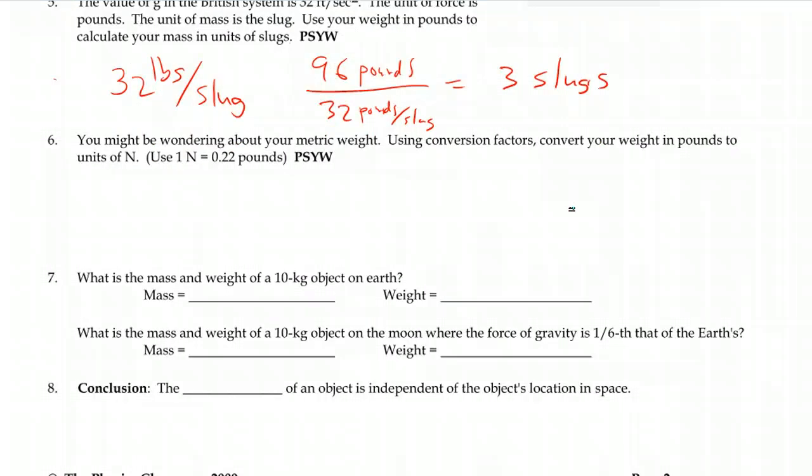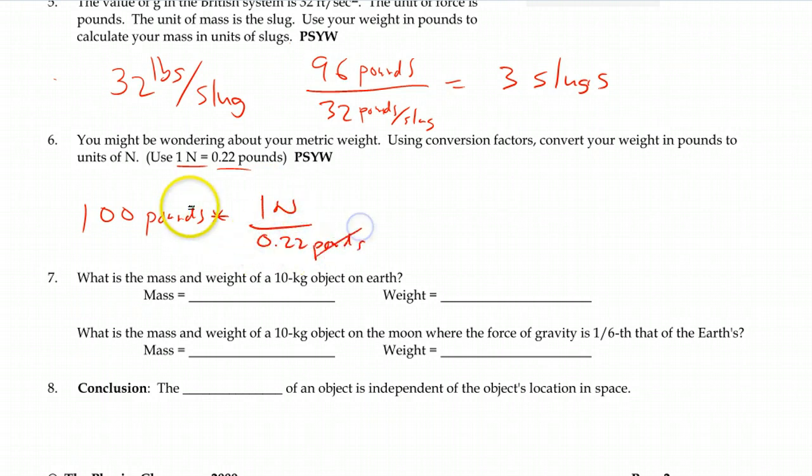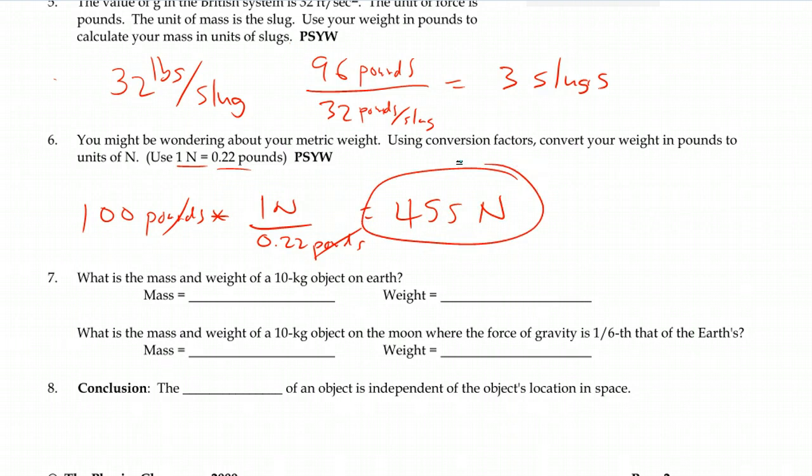You might be wondering about your metric weight. So if you're trying to figure out how much you weigh in, say, newtons, which again is not commonly done, but can be figured out, 1 newton is equal to every 0.22 pounds. So if you weigh 100 pounds, then if you multiply that by 1 newton for every 0.22 pounds, then you will have a weight of 455 newtons.